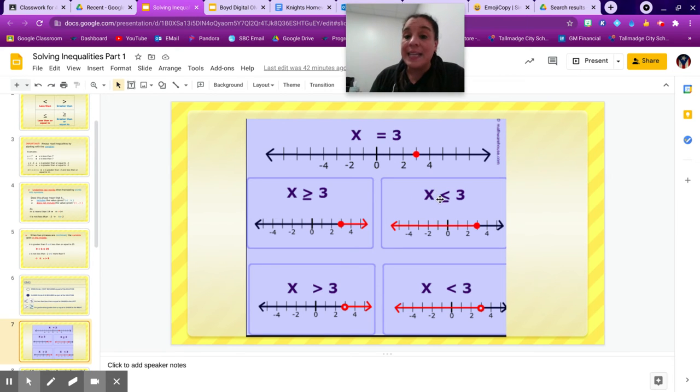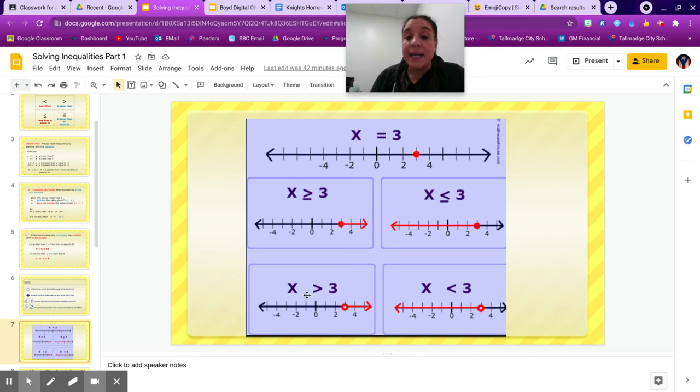For X is less than or equal to 3, again, 3 is included in our solution. So we're going to put a shaded or closed circle at 3. And this time we're going to shade everything to the left of 3 because we also can include any number that is less than 3 as part of our solution set.